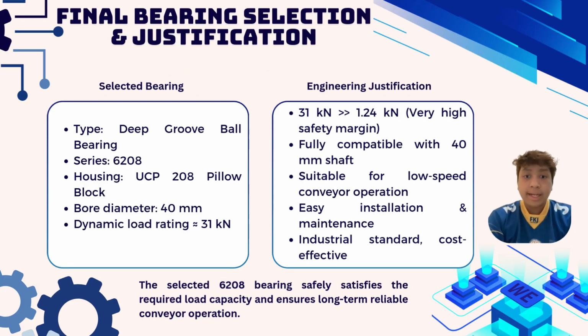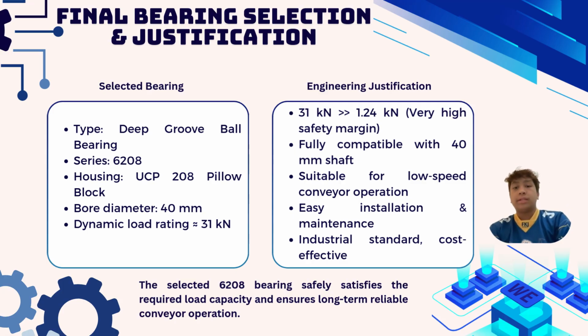Okay, for this final slide, final bearing selection and the justification. Based on the calculated requirement of 1.24 kilonewtons, we selected a 6208 deep groove ball bearing integrated in a UCP 208 pillow block housing. This bearing has a bore diameter of 40 millimeters, which perfectly matches our shaft design. More importantly, its typical dynamic load rating is approximately 31 kilonewtons.